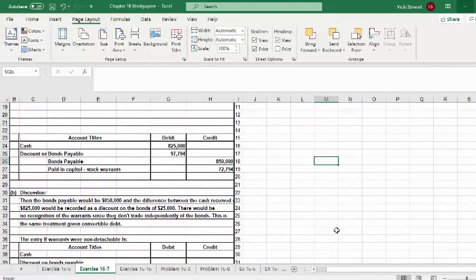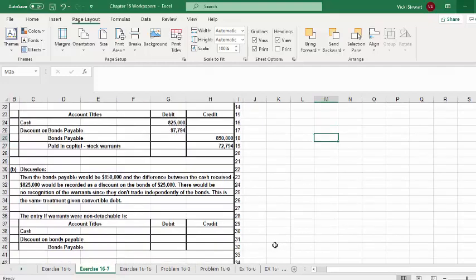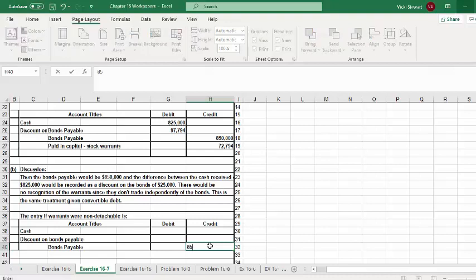Part B states, if the warrants were non-detachable, would the entries be different? And they would be different because we do not make an allocation to the warrants if they're non-detachable. So the bonds payable would be $850,000, the face amount. And cash would be debited for the amount of the proceeds, $825,000, and the difference of $25,000 would be the discount on bonds payable.